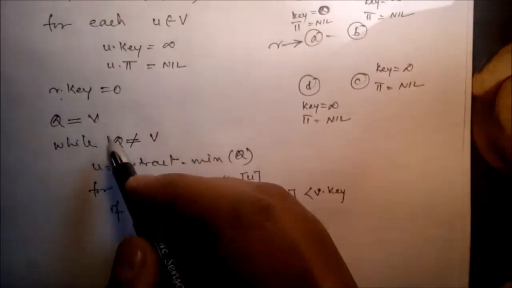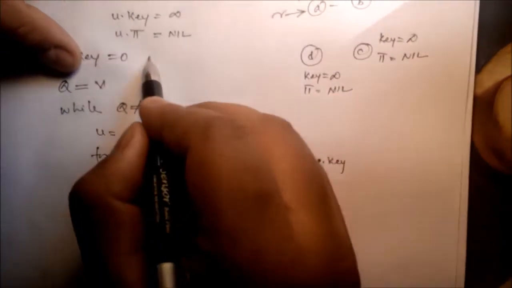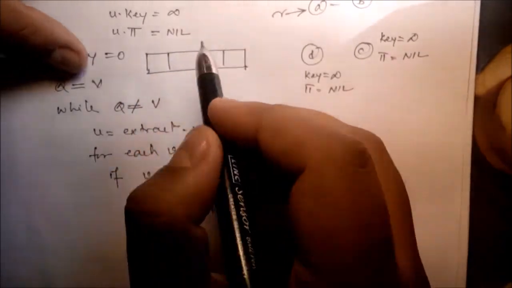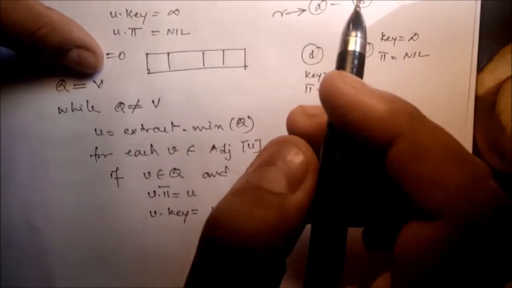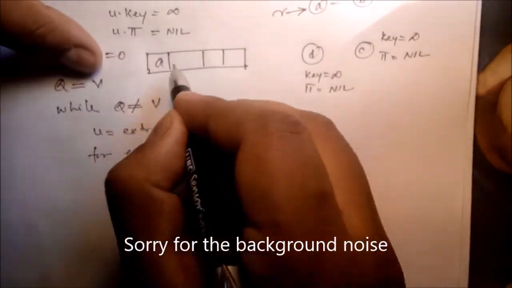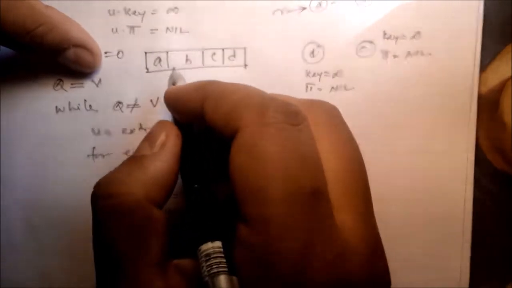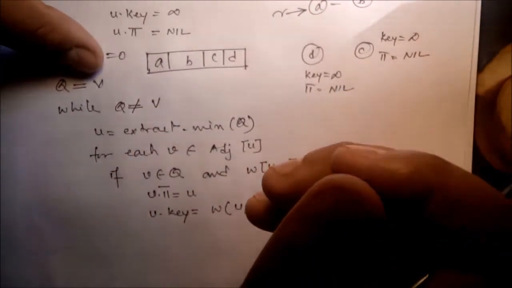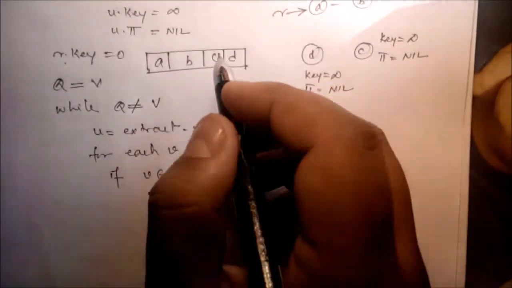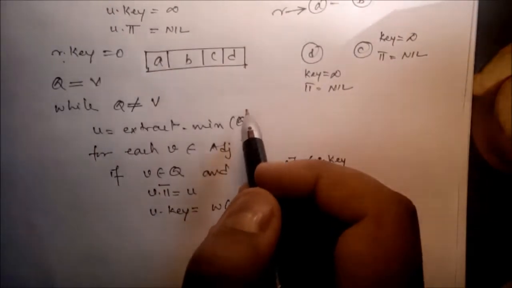Just take one queue. It's a data structure, a heap tree, where you store weights. Say A, B, C, D, and associated weights are there. So Q is equal to V, all the nodes are there. Now while Q is not empty, you extract min Q.